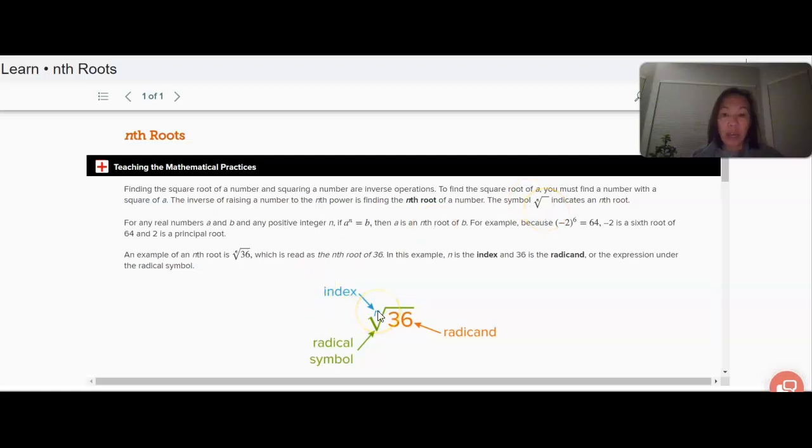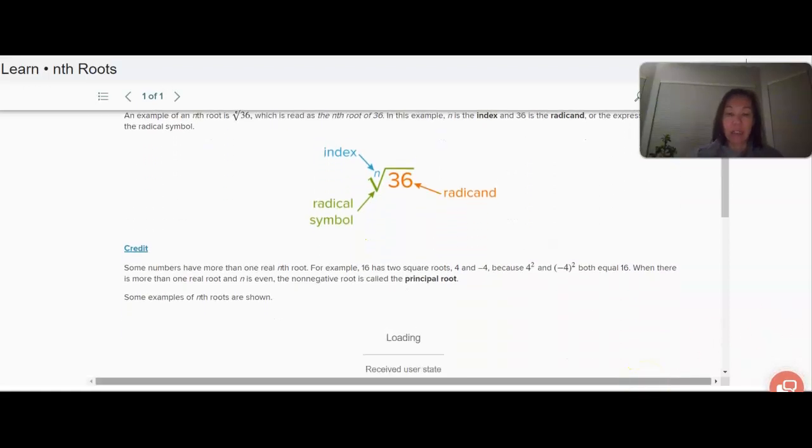So if I have, let's say, a sixth root, if I have negative 2 to the sixth power, then I would say negative 2 is the sixth root of 64. The symbol that we use here: if it's just a square root, we don't have a number here, we just have the radical symbol. If it's just a radical symbol, then the index is 2. We don't write the 2. But if it's the cube root, the fourth root, fifth root, etc., then we'll have a little number here.